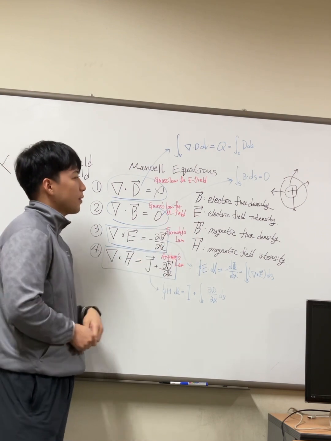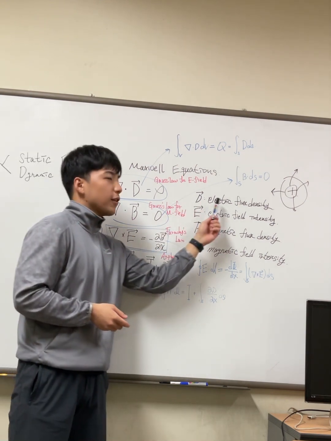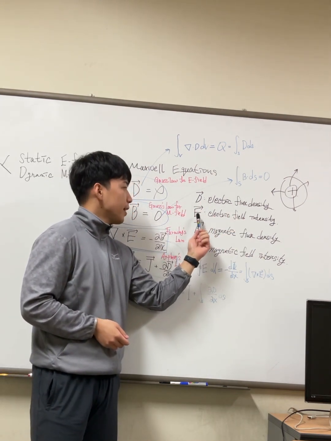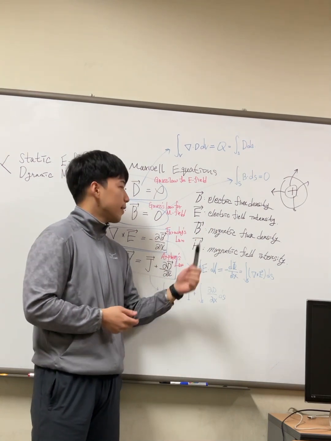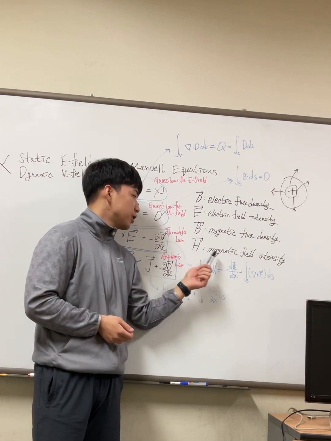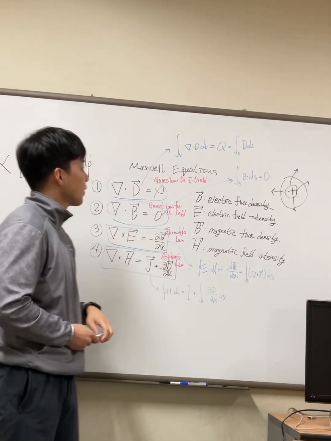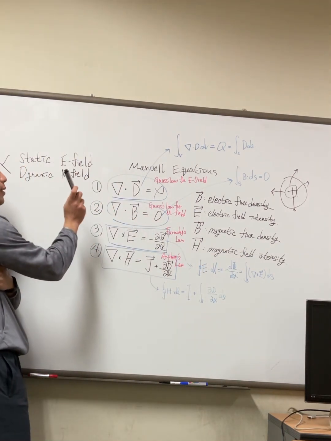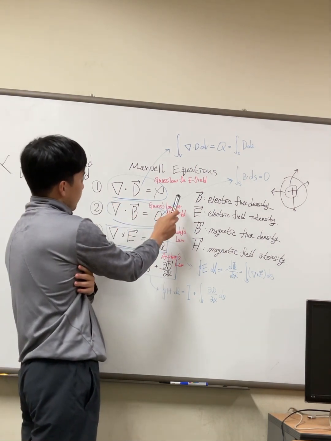First, vector D, electric flux density. Vector E, electric field intensity. Vector B, magnetic flux density. Vector H, magnetic field intensity. First, we will study equation 1.